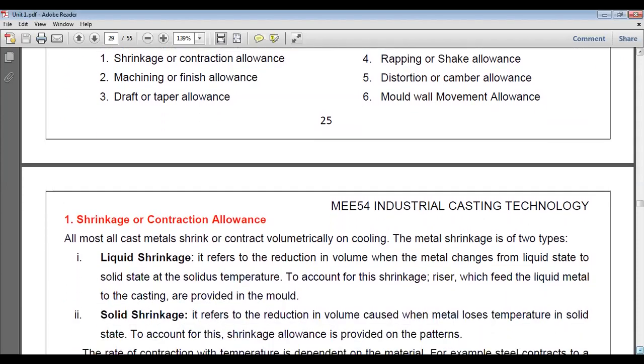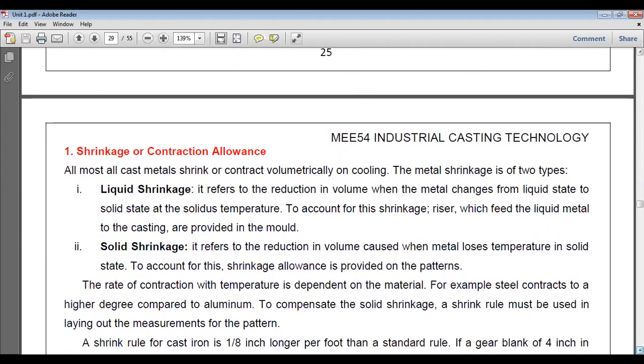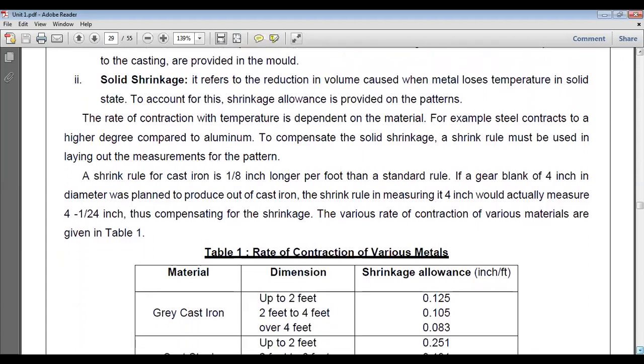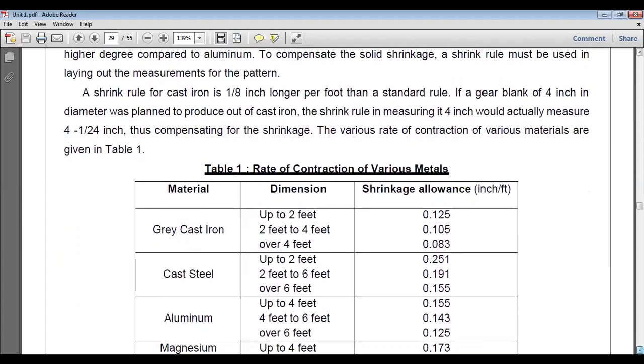Then liquid shrinkage or contraction allowance. First, the liquid gets converted to solid, then it solidifies, and the solid material at elevated temperature comes to the normal temperature. So shrinkage or contraction allowance is there. This is the basic idea of what allowance is given.